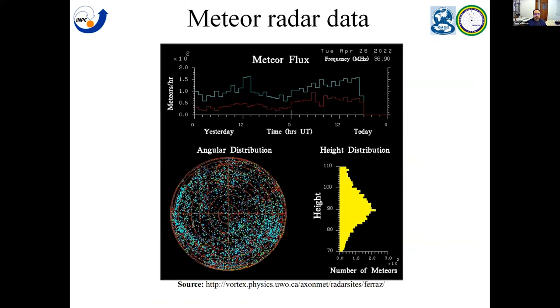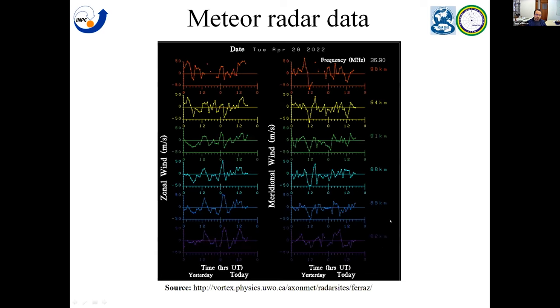So these are some examples of the meteor radar data. We can see the meteor radar flux, it is working quite fine. This is the distribution in terms of altitude of the meteors in the upper mesosphere, lower thermosphere. The peak is around 90 kilometers. Here's an example of wind. This system obtained winds from about 80 kilometers to 100 kilometers. The system operates at 36.9 megahertz.